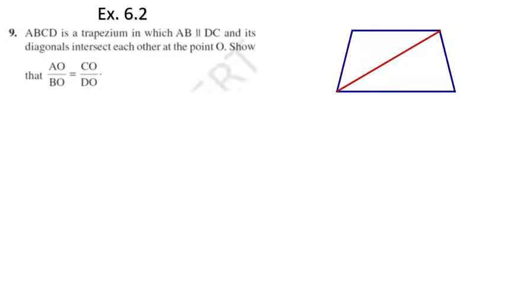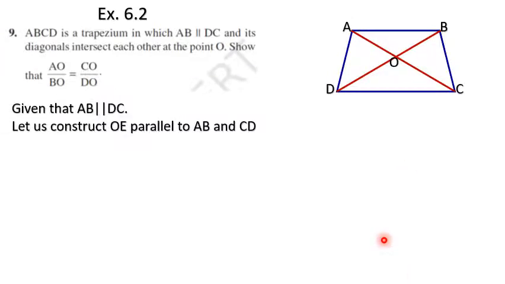ABCD is a trapezium in which AB parallel DC and its diagonals intersect each other at the point O. Show that AO by BO equal to CO by DO. So let us draw a trapezium and draw its diagonals, and the diagonals meet at O. Now it is given that AB parallel CD. It is given. Now let us construct OE parallel to AB and CD. OE parallel to AB and CD.